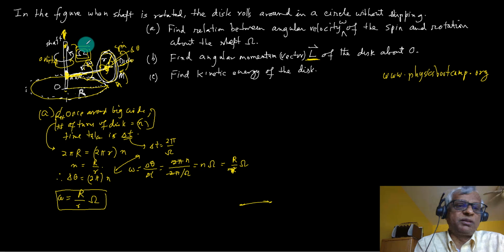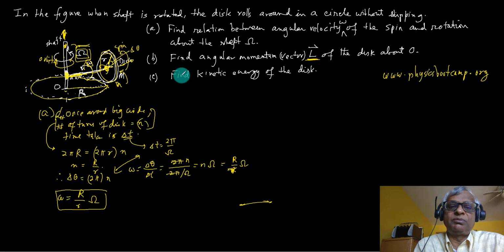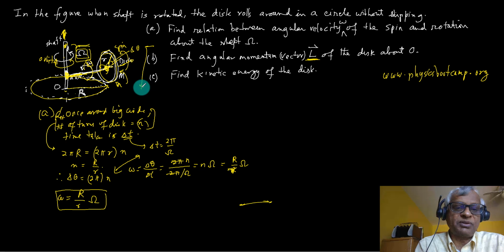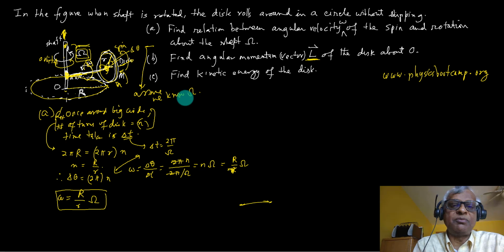We assume that this thing is given. We're going to say this is the relationship, and for the rest of the problem, we assume we know omega and write all answers in terms of this. All right. Okay. So that's part A.